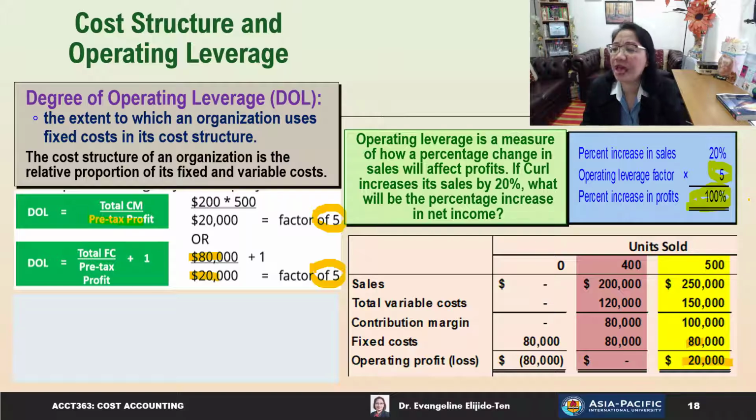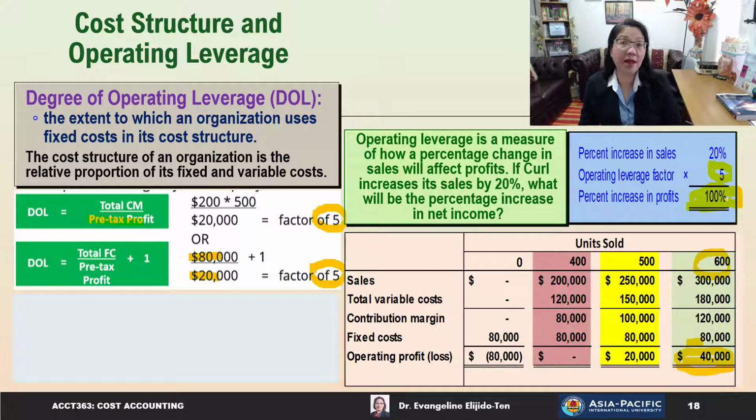So can we prove that? Well, currently Curl Inc. is selling 500 units. A 20% increase in that would be what? 500 times 20%, 100. So if we sell another 100 units, we will be selling 600 units, right? How much would be the increase in profit? Well, currently at 500, we're making a profit of 20,000. If there will be an increase of 100% in our profit, then that means our profit would be what? 20,000 now. It will double, right? 100% of 20,000 is 20,000. So that means our profit would be 40,000 if we increase sales by 100 units.